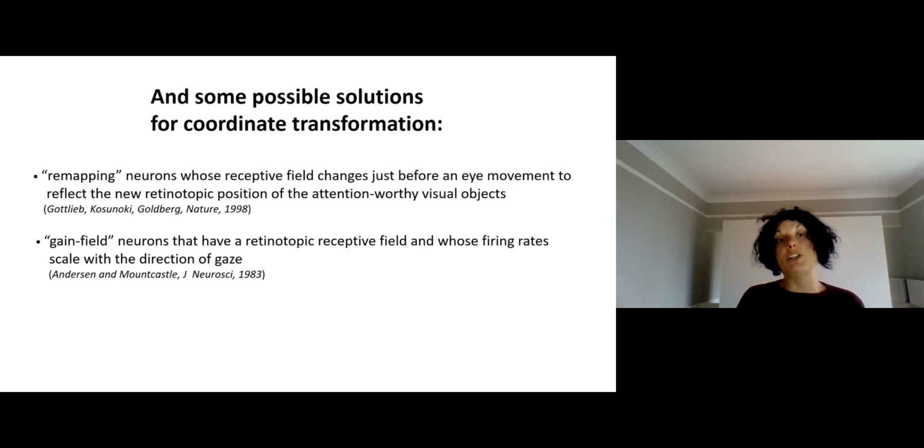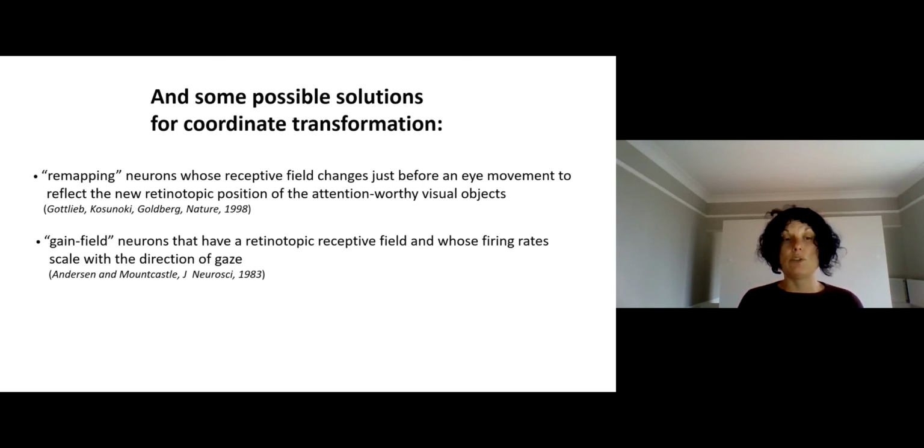There are two ways in which this information is incorporated into the attention maps. One is by remapping, which means that the neurons update their receptive field, so they update what information they code just before an eye movement, and so across eye movements, the physical position, the actual position of the cue is preserved. Or gain field neurons, which have both a retinotopic receptive field and respond to the direction of gaze. So they code both the retinal position and also the rotation of the eyes in the orbits.